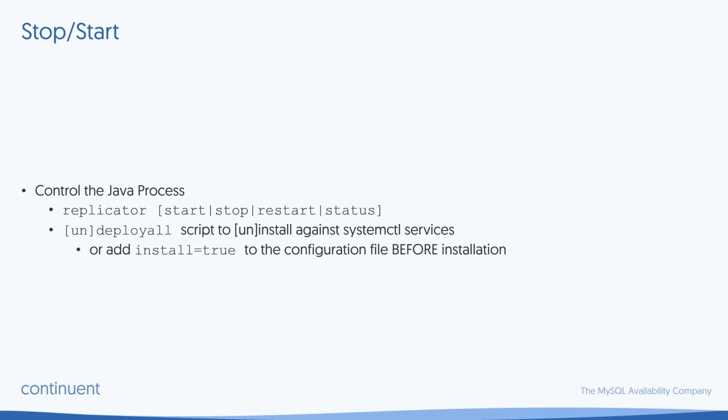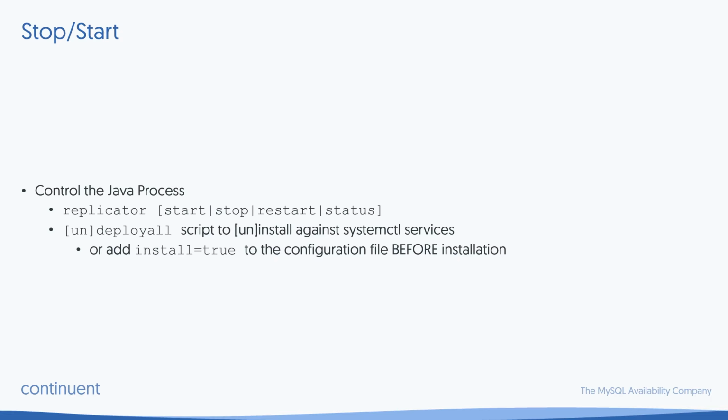So stopping and starting. Well, the replicator is a Java process, and to simply stop and start this process, you issue the replicator stop or start as shown on the screen. You can also issue restart to do both actions, or status to see the running state of the process. Stopping the replicator Java process terminates all replication services that it is managing. So if your replicator is managing multiple services, you need to be aware that this will stop them all.